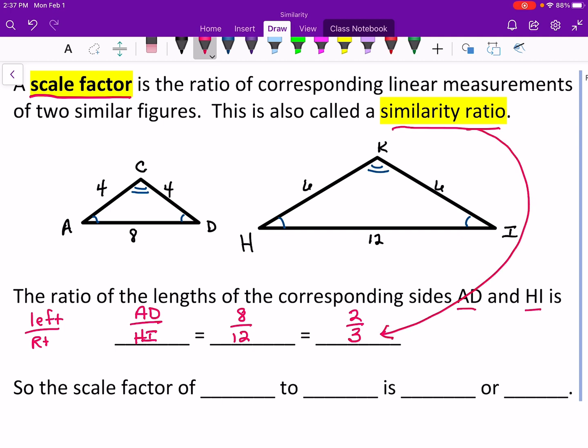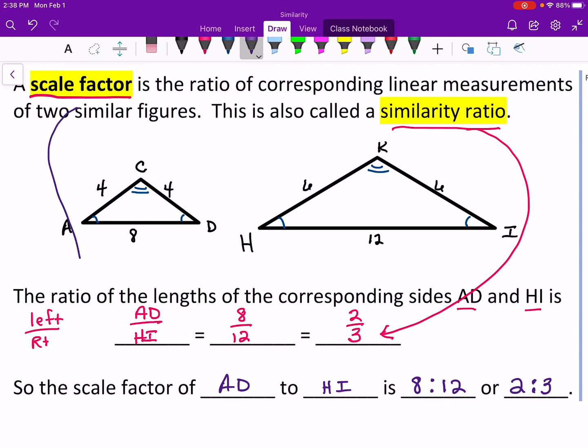That's a similarity ratio. Usually when you say ratio, even though it can be written as a fraction or with a colon or with the word "to", when we say ratio, you're usually going to write it like a fraction. The scale factor of AD to HI with original numbers is 8 to 12. But remember, we always reduce everything. So the scale factor is 2 to 3.